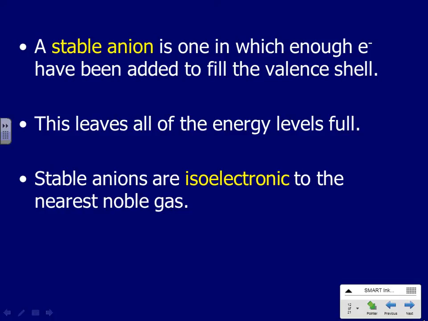Anions have full energy levels after they've gained electrons. And again, they become isoelectronic to the nearest noble gas. So something like chlorine in group 7 gains 1. It then has the same electron configuration as argon. So we move ahead instead of moving up and back. It's still the nearest one, right?